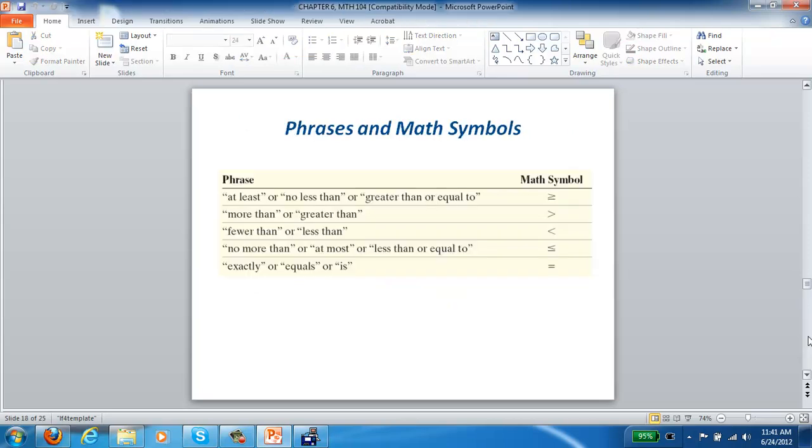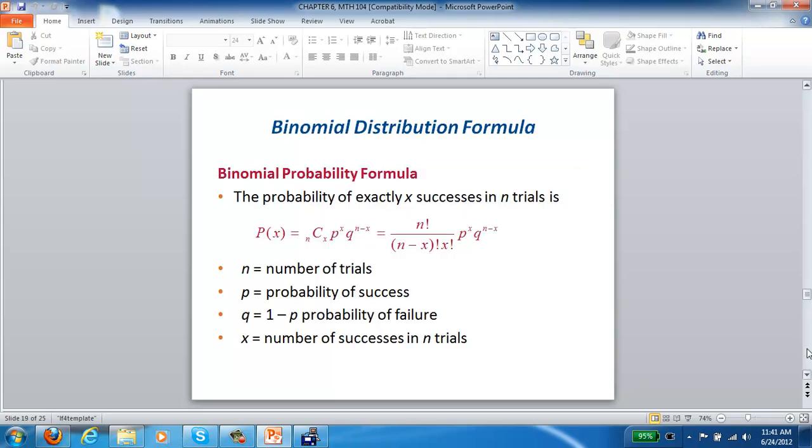I have here some phrases and math symbols, how to translate a word problem to a math symbol. So if you have the words at least, it means greater or equal than. More than, more without the equal sign. Less than, less, no equal sign. No more than, at most, less than or equal to, you have to include the equal sign. And if you have exactly, equal, this is exactly equal to a number.